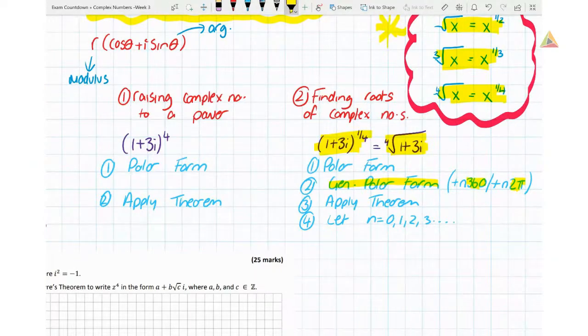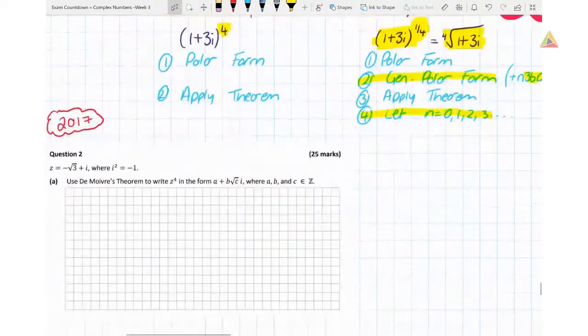So just to go through that again, if your power is a whole number, like 3, 4, 5, we just change our complex number to polar form and apply the theorem. If your complex number is raised to the power of a fraction, so if it's a fractional power up here, we need to add in this extra step of general polar form, and then because we'll have an n in our answer, let n equal 0, 1, 2, 3 as requested in the question. So let's get straight in. The first thing we're going to do is raise a complex number just to a regular whole number power.